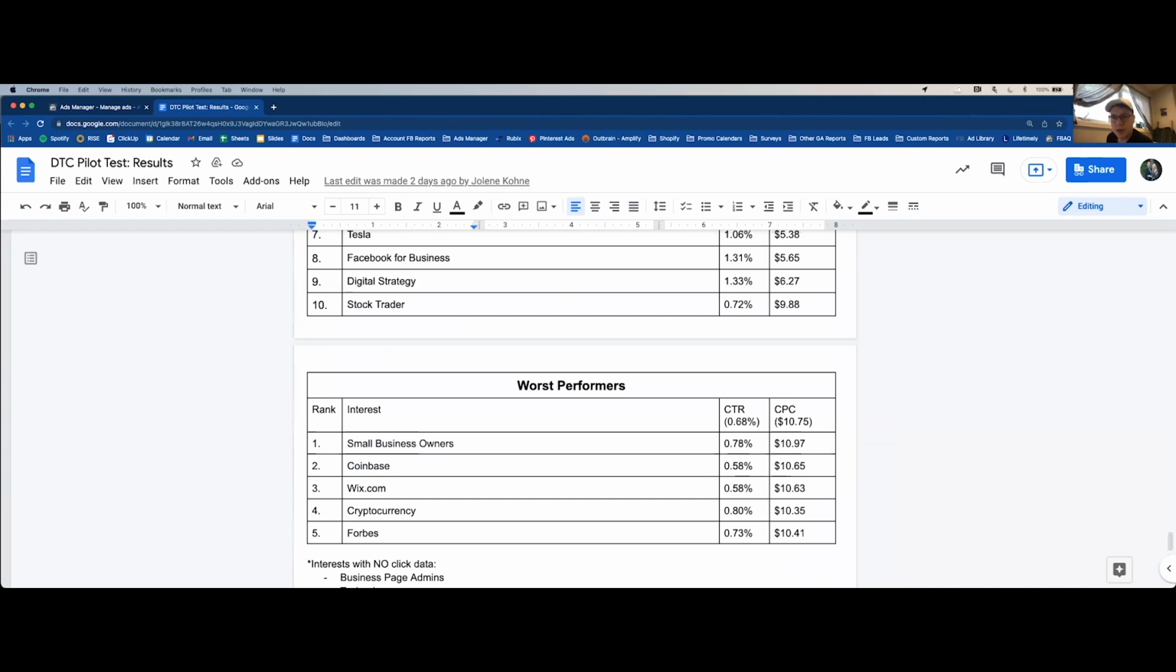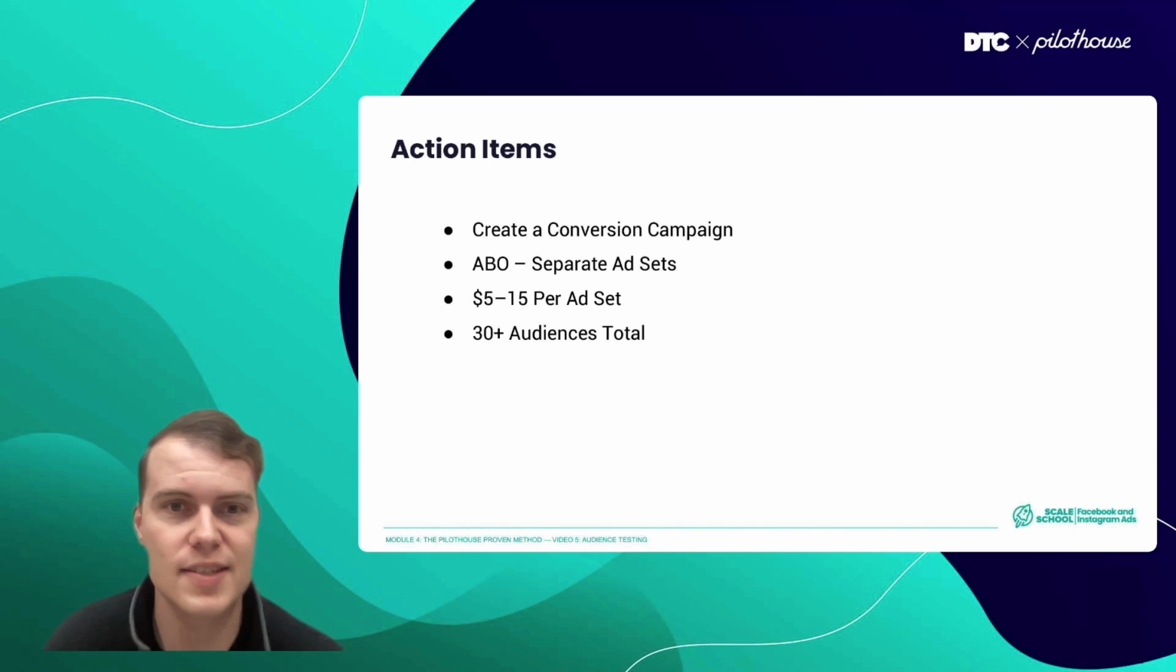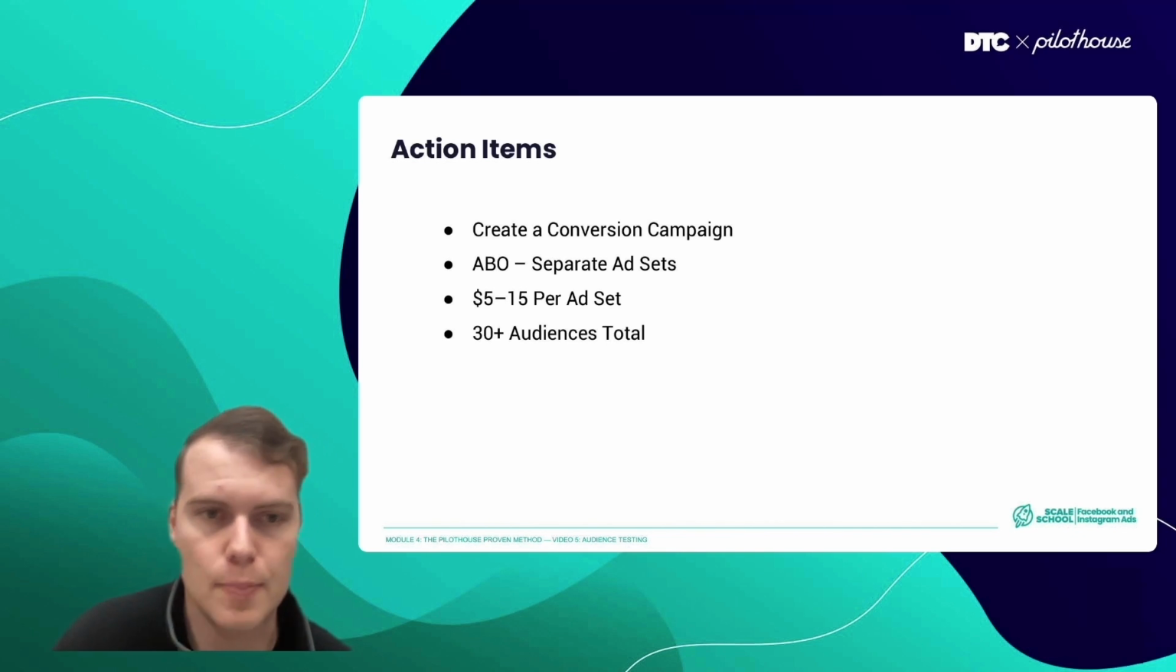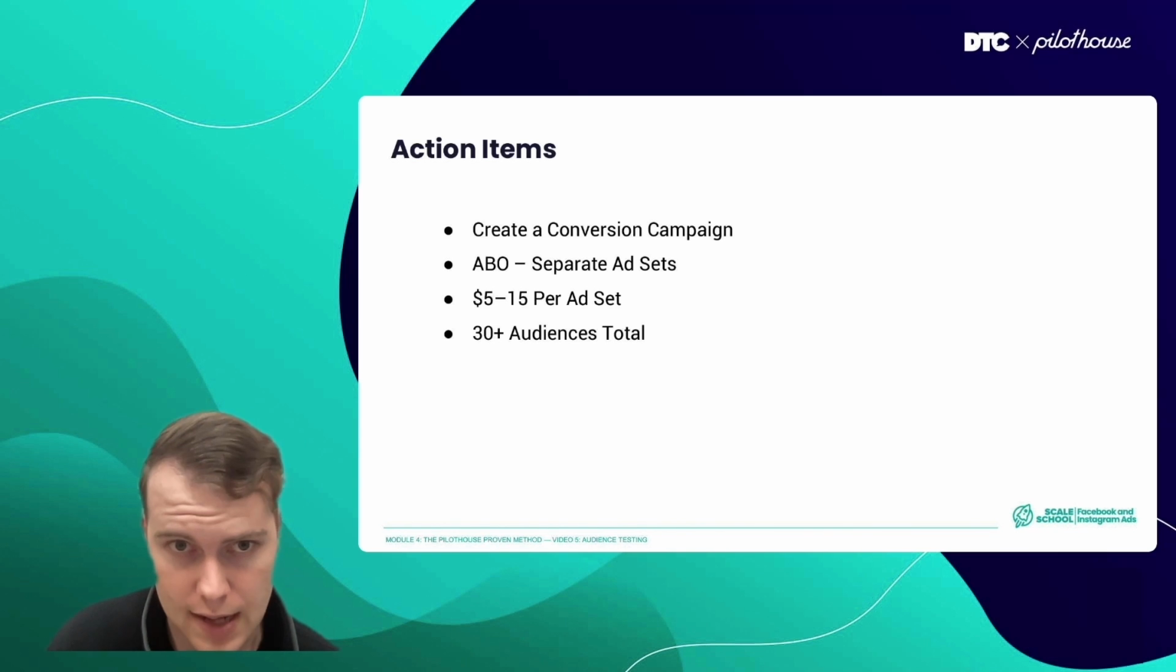So that's the audience testing example. Again, refer to your workbook in this step, but create your conversion campaign. Use ABO, separate your ad sets. So you're going to have 30 plus ad sets.